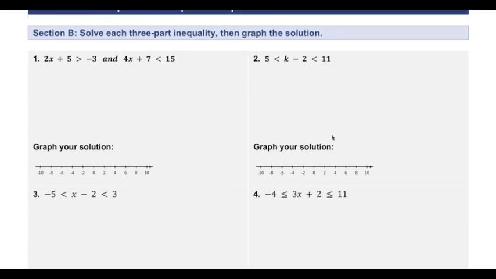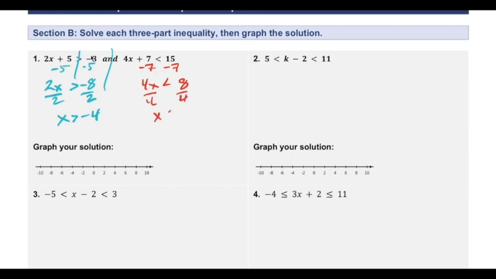Now let's actually solve it. A lot of times when it's like this, you just solve each one separately, and then we're going to graph it. So let's solve this one first. Here's my line: subtract 5 from both sides. I get 2x is greater than -8, and then we divide by 2. X is greater than -4. And we're going to move on to this one. Subtract 7 from both sides. 4x is less than 8. Then divide by 4. X is less than 2.